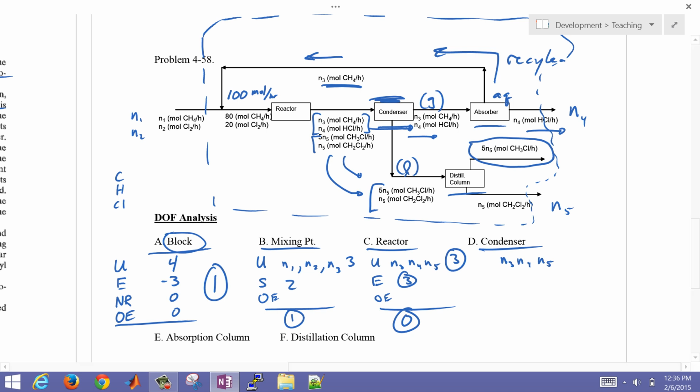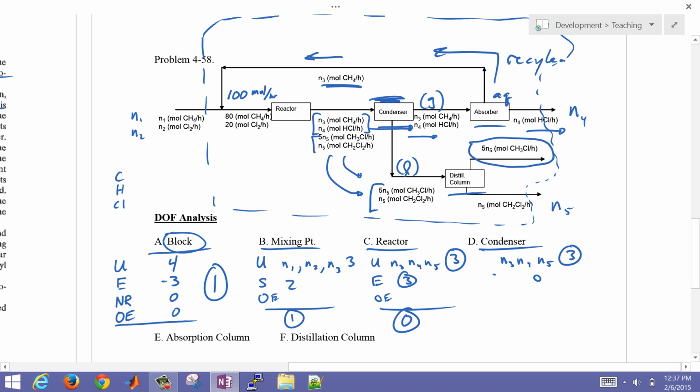It's just trivial. The N3 coming in is equal to this N3 going out. If you did want to write a species balance, you would need to create a new degree of freedom. So let's make this N6, and then just say N6 equals N3. So pretty trivial. So that's why we eliminate the species balances for this condenser. So we have three unknowns. We have no balance equations that we can write.